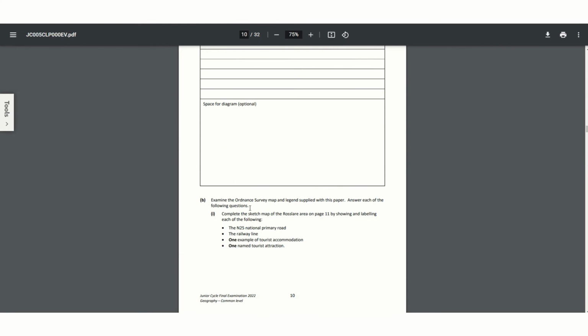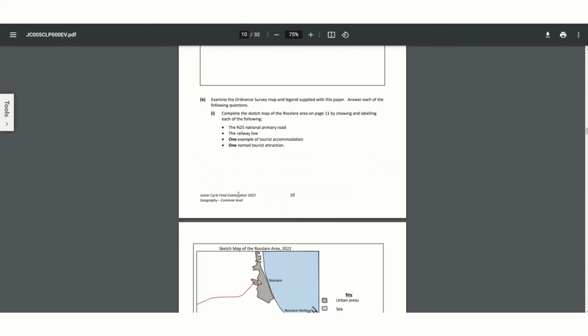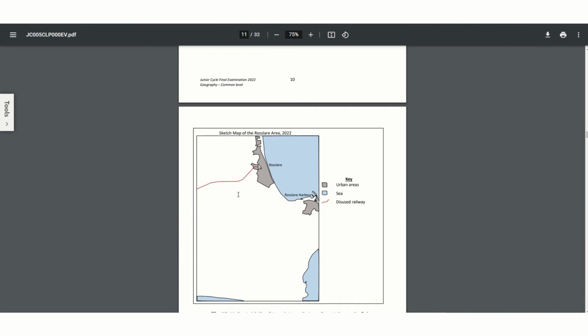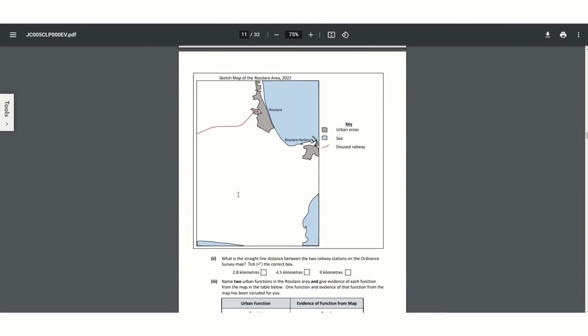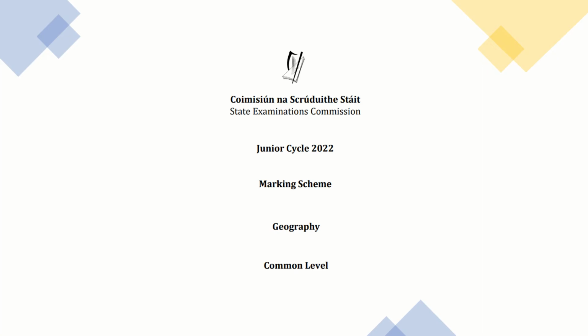Then your second question there is linked to coastal landscapes, where it's about explaining the process of longshore drift or coastal transportation. Then you've got a sketch map towards the end, and then you've got urban functions and evidence from aerial photographs and OS maps. So you can see that non-linear approach in action, where we've got multiple different topics in one question, and it's testing our ability to connect our knowledge as junior cycle geographers, and that's going to be really important.